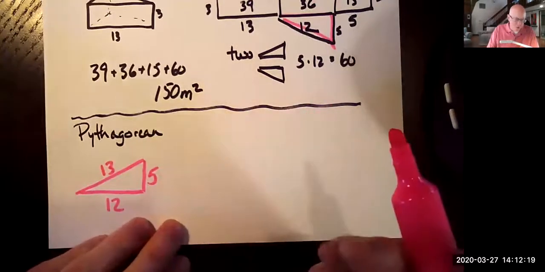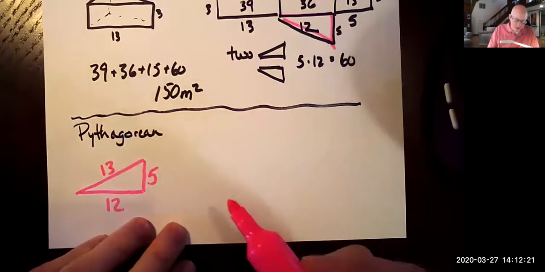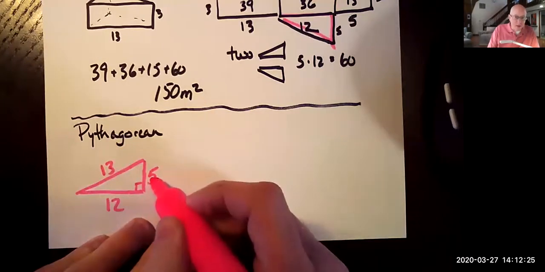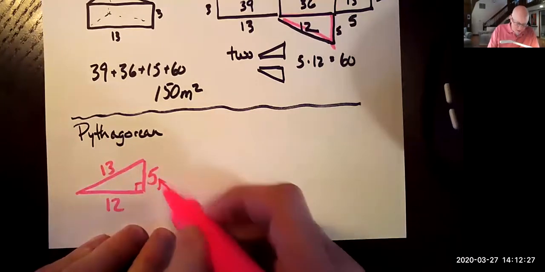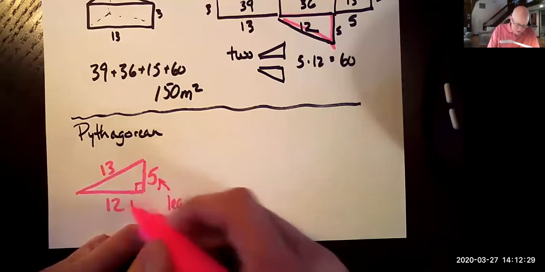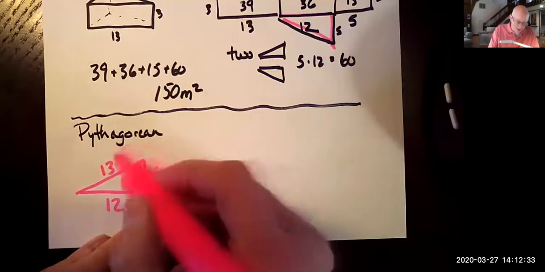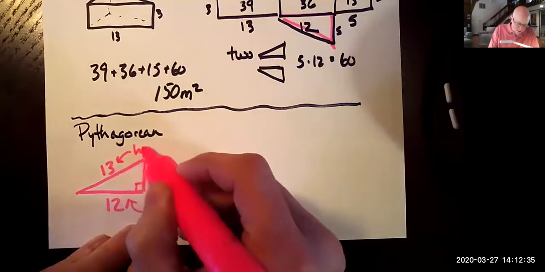But they won't always. So it's true that 5 is one of the legs. This is called a leg. And this is also called a leg. Those are the sides next to the right angle. And this is called the hypotenuse.